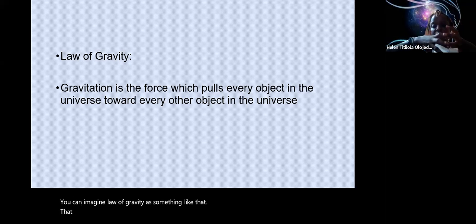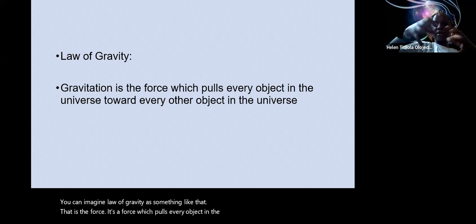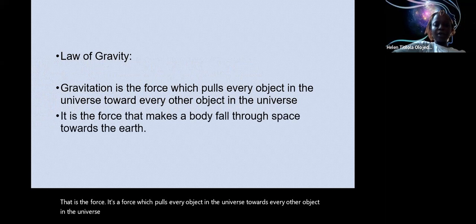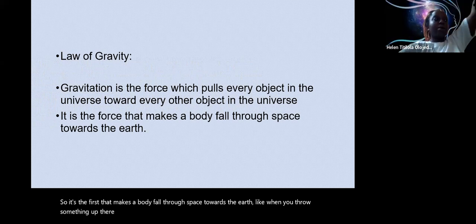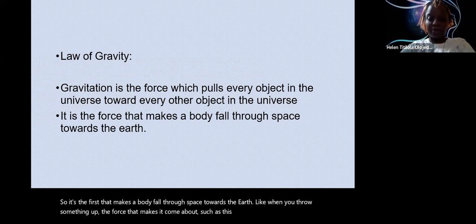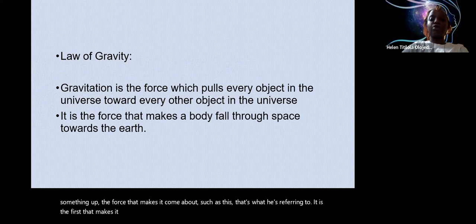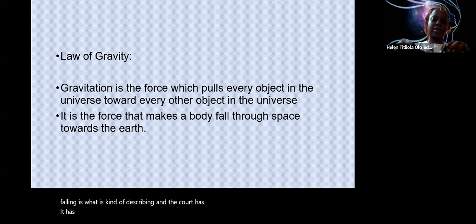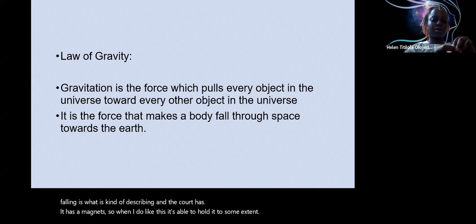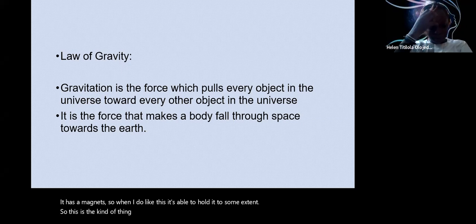That is the force, it's a force which pulls every object in the universe towards every other object in the universe. So it's the force that makes a body fall through space towards the earth. Like when you throw something up, the force that makes it come down, that's what it is referring to. It is the force that makes a body fall through space towards the earth. So the process of this cord falling is what it is describing. And the cord has a magnet. So when I do like this, it's able to hold it to some extent. Okay, so this is the kind of thing it's talking about.